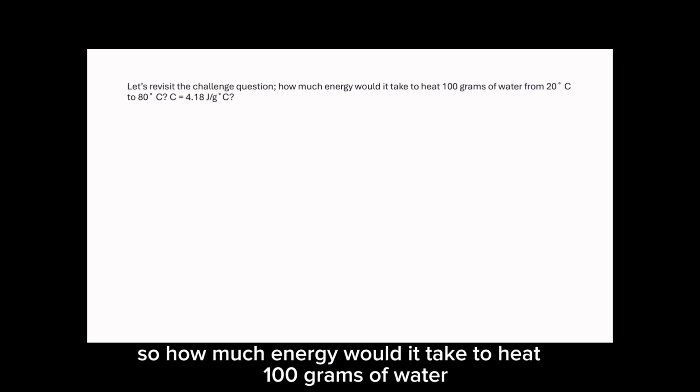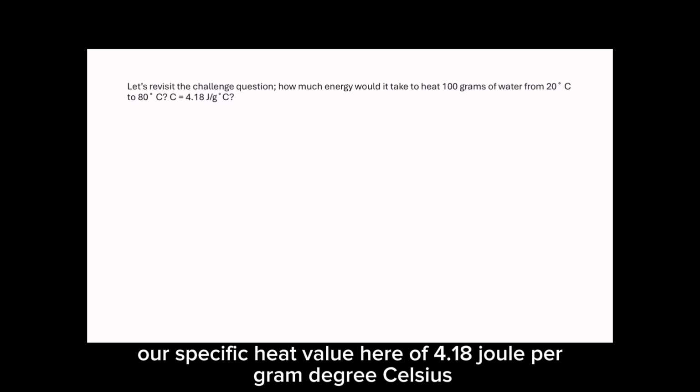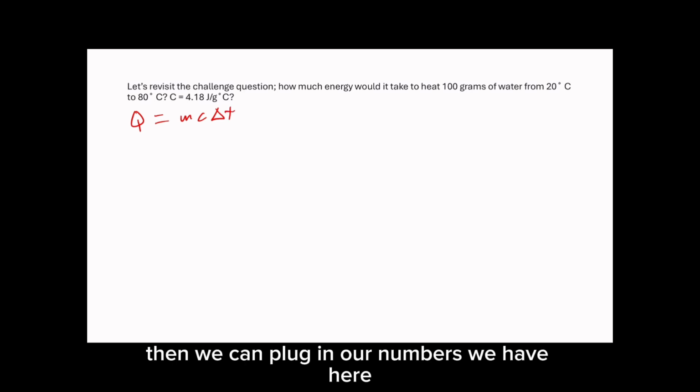So how much energy would it take to heat 100 grams of water from 20 degrees Celsius to 80 degrees Celsius? And now we have our C, our specific heat value here, of 4.18 joule per gram degrees Celsius. So let's start out by writing our equation: Q equals MC delta T. Then we can plug in our numbers we have here.